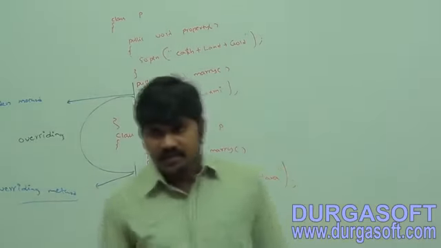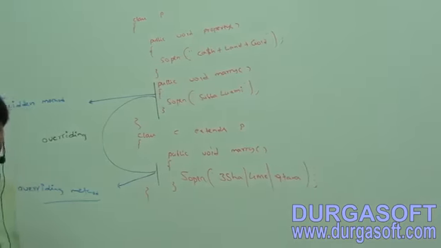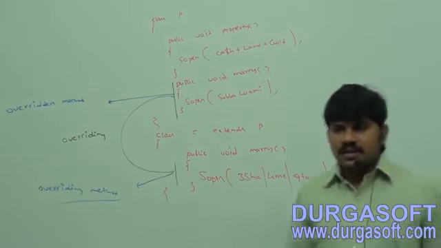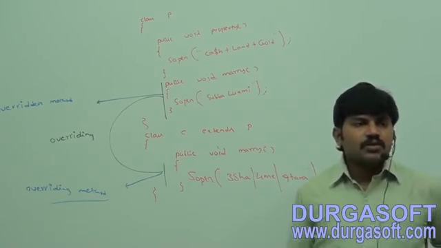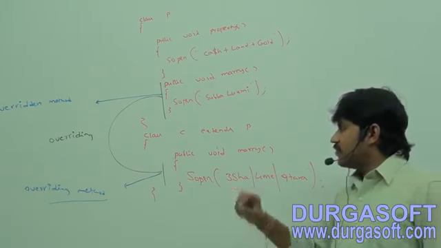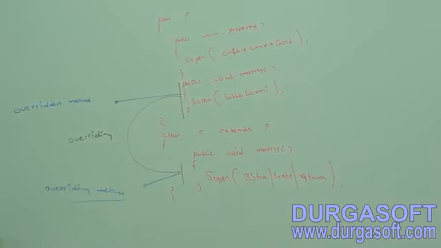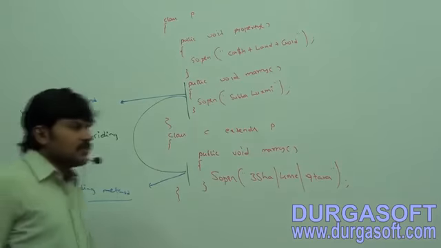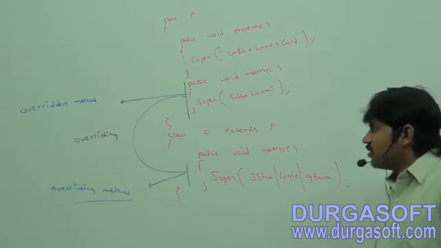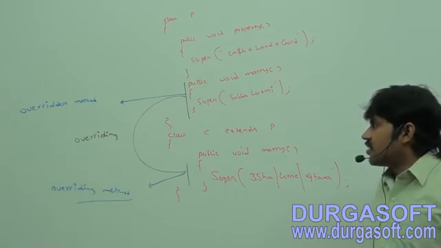then the child is allowed to redefine that method based on its requirement. This process is called overriding.